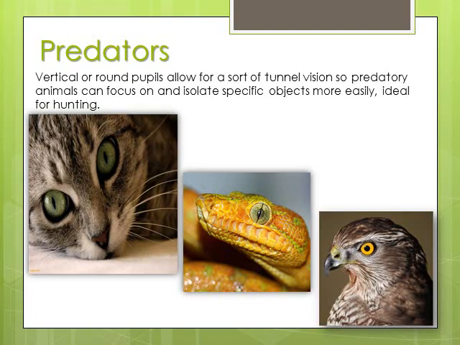Examples of vertical or round pupil are seen in vipers, cats, and falcons. All of these species are predators. These pupil shapes along with eye position give the predator a sort of tunnel vision, allowing the organism to fully utilize binocular vision in order to focus specifically on an object in front of them, ideal for their hunting.